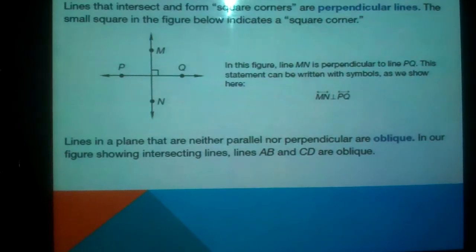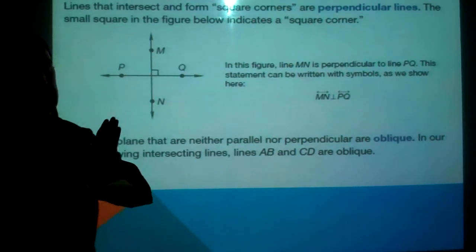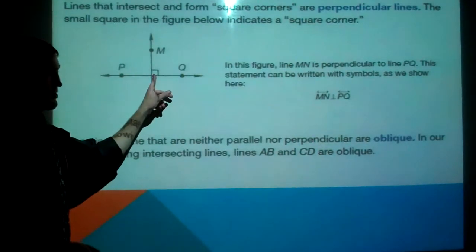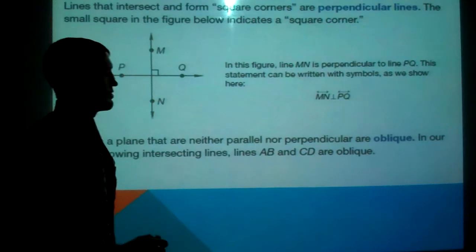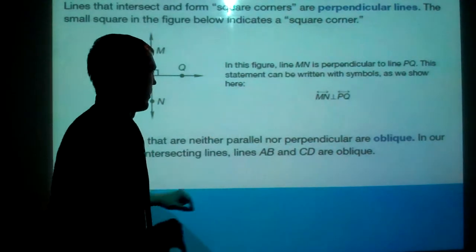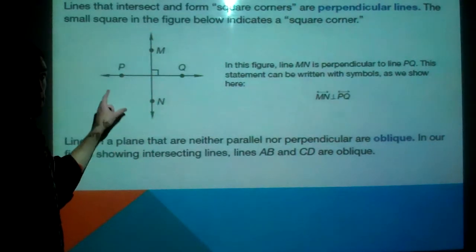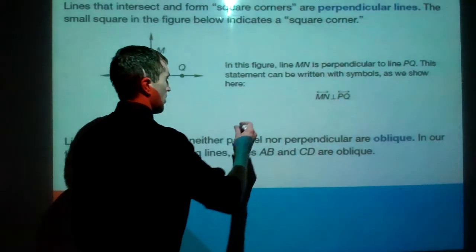Now, if we have two lines that intersect at a right angle, a 90-degree angle, that's what this means, 90 degrees, or a right angle, we call them perpendicular lines. And here's how we would write that. Line MN is perpendicular to line PQ.